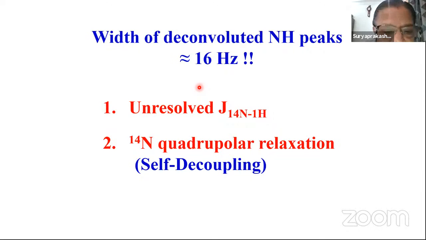How can it happen? So now the doubt is, there could be an unresolved 14N-proton coupling present. Also, that broadening comes because of nitrogen-14 quadrupolar relaxation. N14 is a spin 1 nucleus, it is a quadrupolar spin. It undergoes fast relaxation because its residence time in the excited state is very short. As a consequence, that can give rise to broadening.